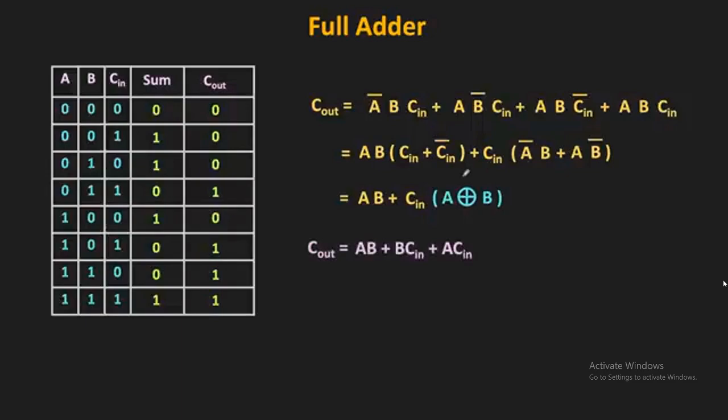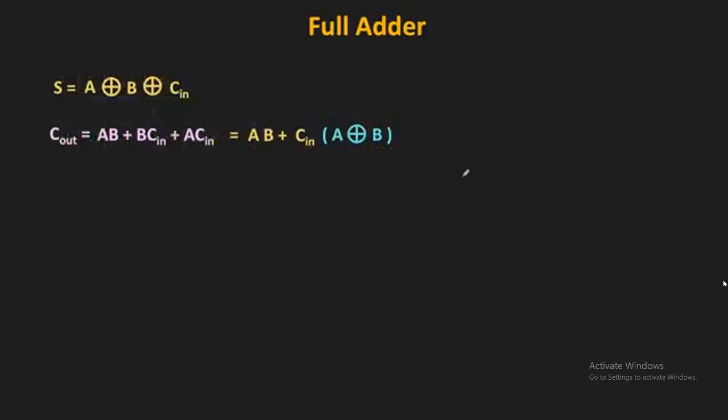Let's see the second way of writing the output of Cout. Apart from this, the carry output can also be written as AB plus BC in plus AC in, and the sum output can be written as A XOR B XOR C in.